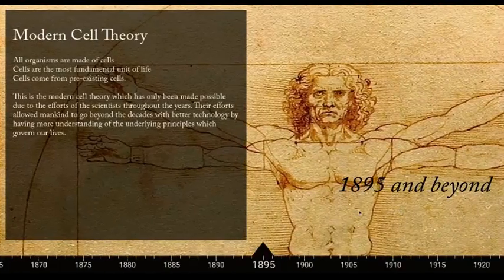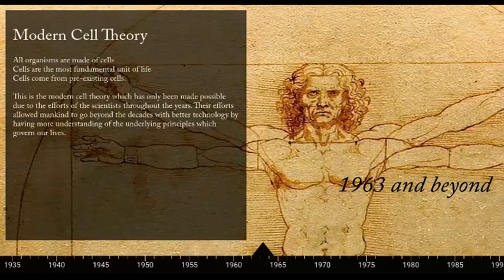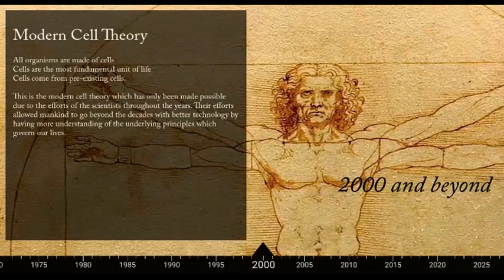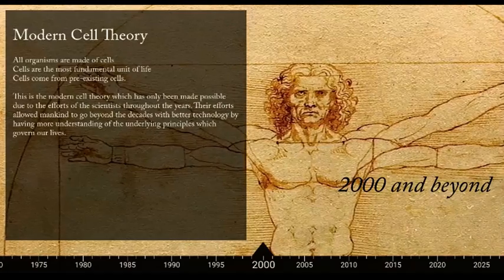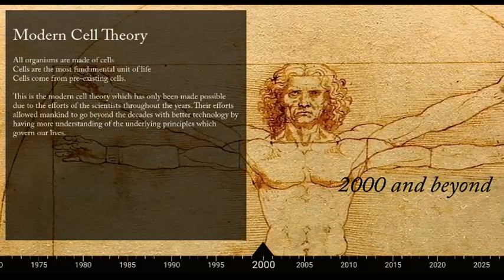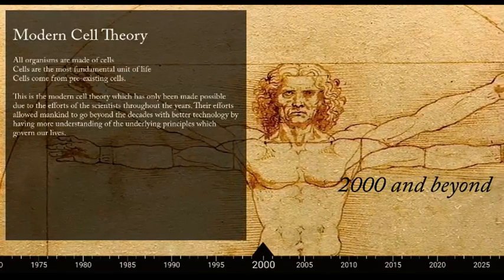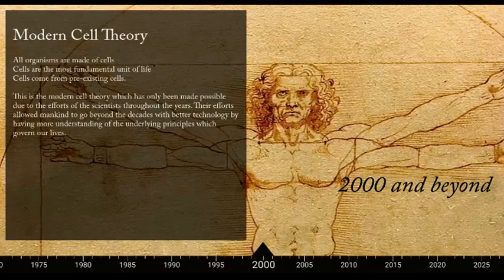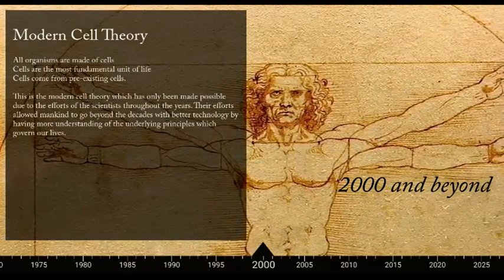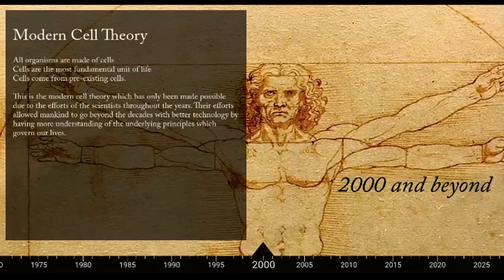Fast forward, we now have the modern cell theory. It's quite simple, but this had only been possible because of these scientists' work. We now know cells are the most fundamental unit of life, that all organisms or living things are made of cells, and the cells come from pre-existing cells.